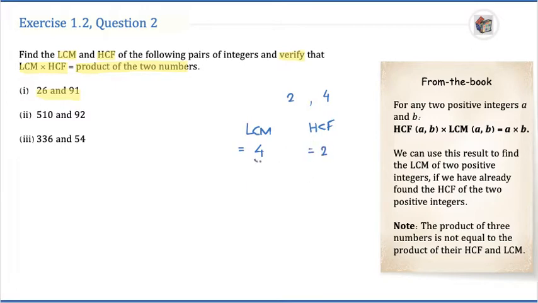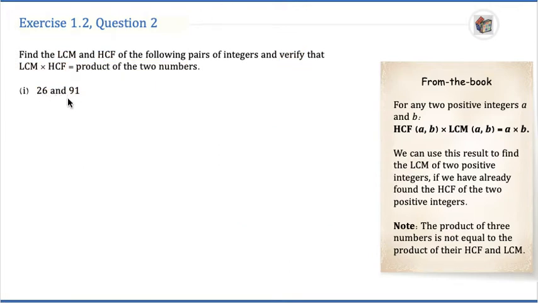Now, the product of the LCM and the HCF is 4 times 2, 8. And also the product of the numbers that you're working with, 2 and 4, that is also 8. So in this case, you saw exactly 4, 2, 4, 2. It's not necessary that it's going to be that, but the product is definitely going to be the same. Now this is what we have to verify for these pairs of numbers. So let's just get started with them one by one.